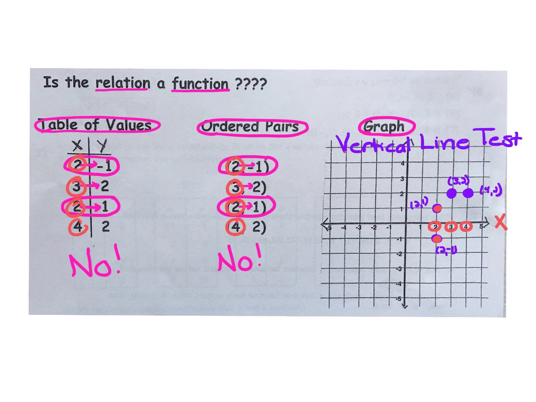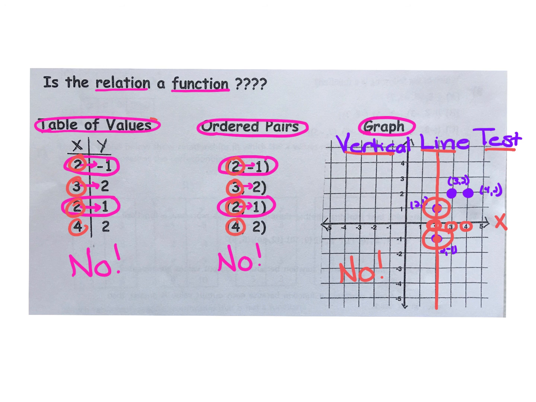And in fact, if we run the vertical line test right here, we see that this fails the vertical line test because it crosses 2 different points, meaning there are 2 different output values for the input value of 2. So again, this is not a function. It fails the vertical line test.